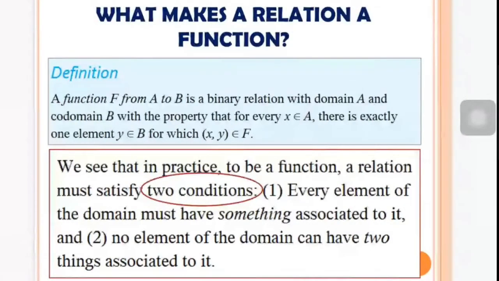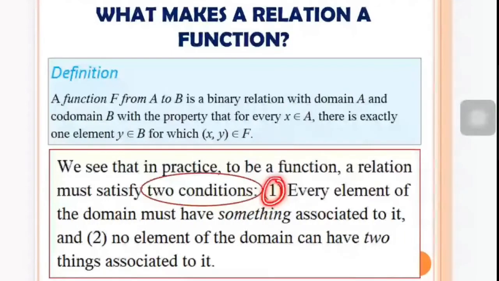So a function f from A to B is a binary relation with domain A and codomain B, with the property that for every x, element of A, there is exactly one element y, element of B, for which (x, y) is an element of f. We see that in practice, to be a function, a relation must satisfy two conditions.